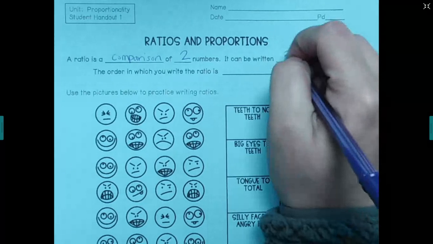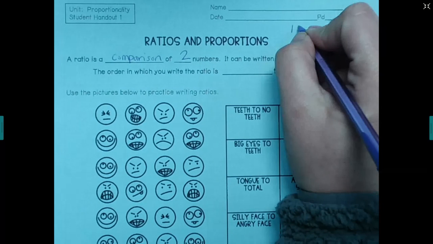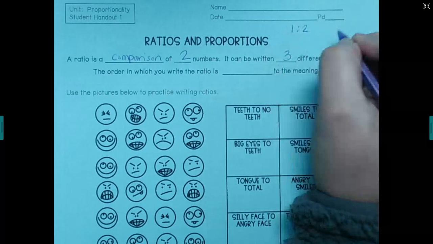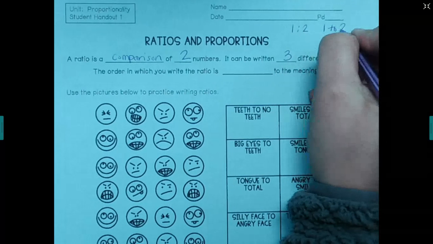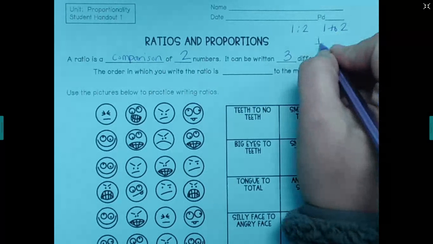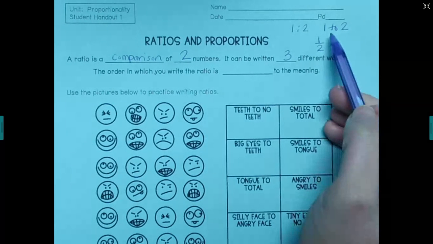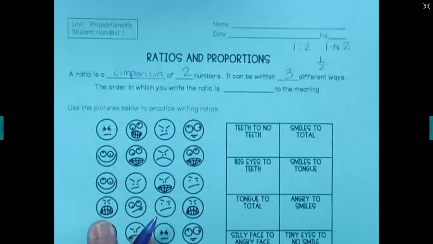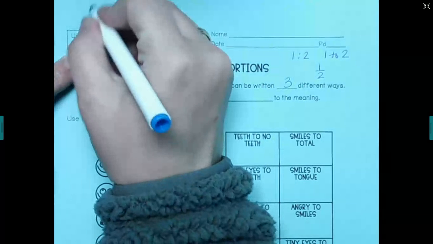It can be written 3 different ways. In 6th grade, you did a lot of this, like 1:2, 1 to 2 in words, or a fraction. We're mostly going to be working with fractions in 7th grade, but sometimes you will see it like this, 1 to 2. The big thing you have to remember when we are working with ratios is that we always simplify.